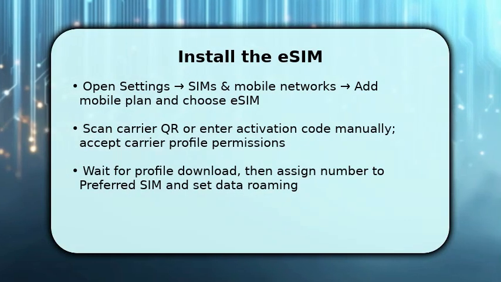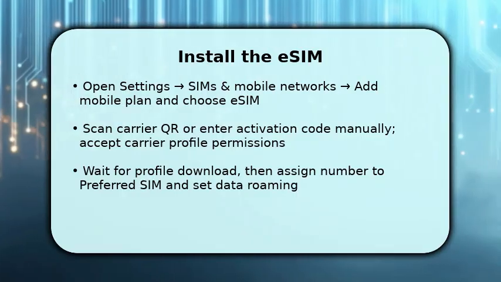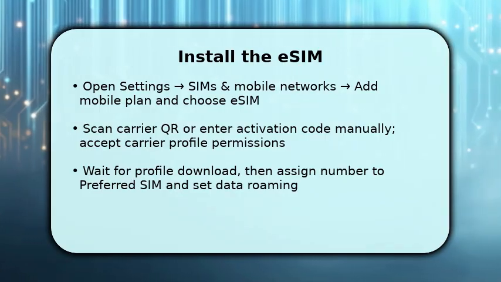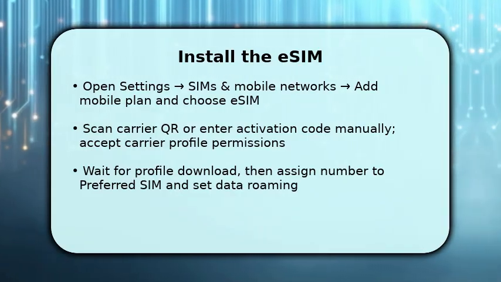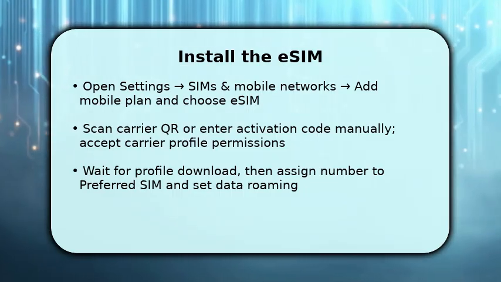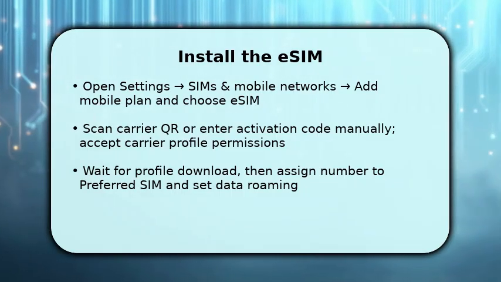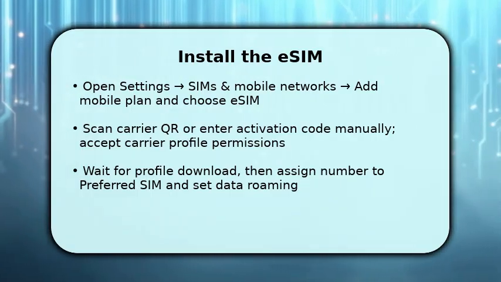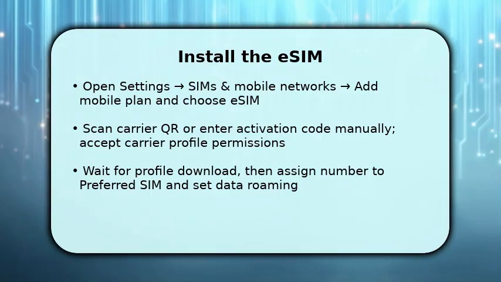Now you install the eSIM profile. Go to Settings, SIMs and Mobile Networks and tap Add Mobile Plan, then select eSIM. Scan the carrier QR code or type the activation code when prompted. You'll need to accept permissions for carrier services so provisioning can complete. The phone downloads the profile. This can take a minute, so don't interrupt connectivity.